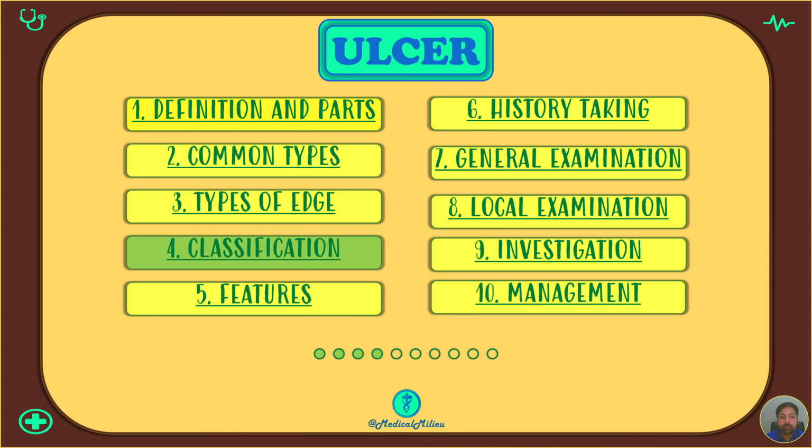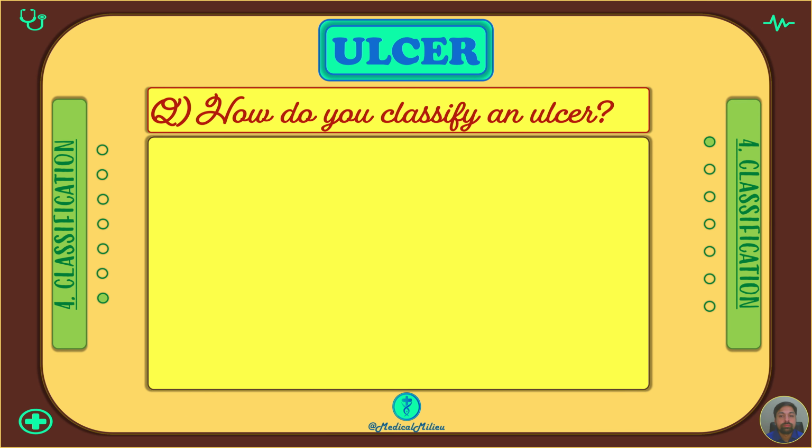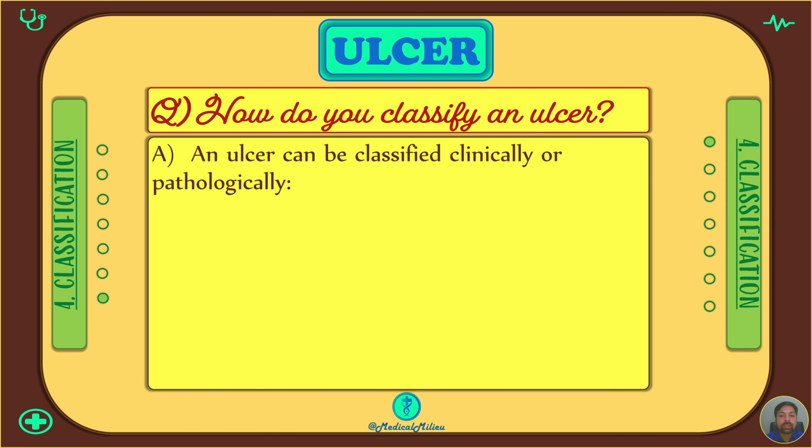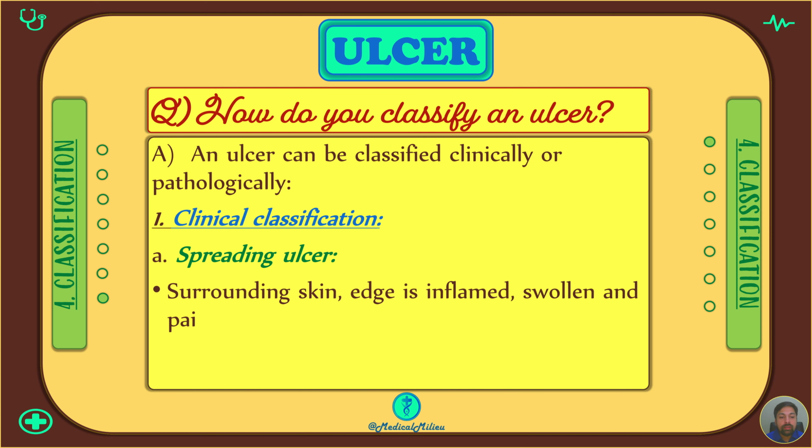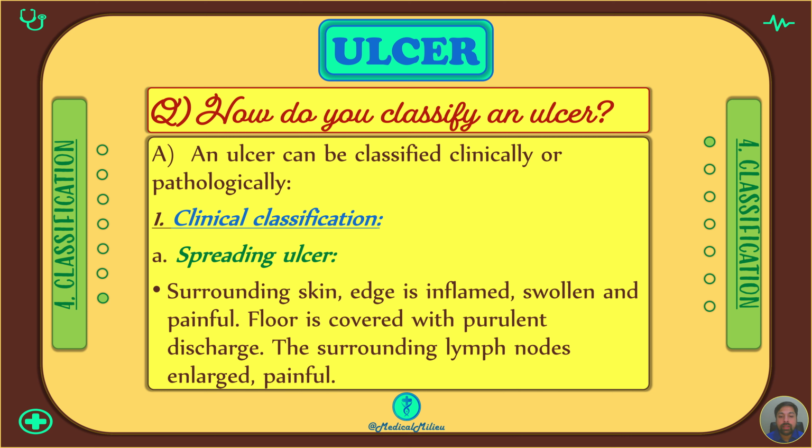Moving on to part 4, which is classification of an ulcer. An ulcer can be classified clinically or pathologically. In clinical classification, type A is spreading ulcer, in which the surrounding skin and edge is inflamed, swollen and painful. The floor is covered with purulent discharge. The surrounding lymph nodes are enlarged and painful.